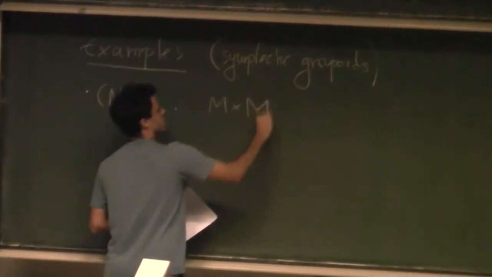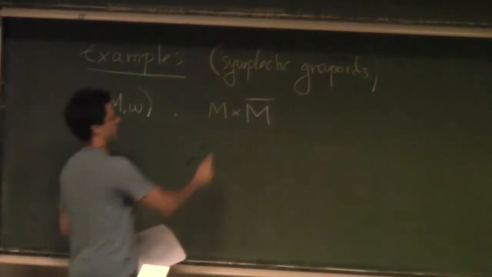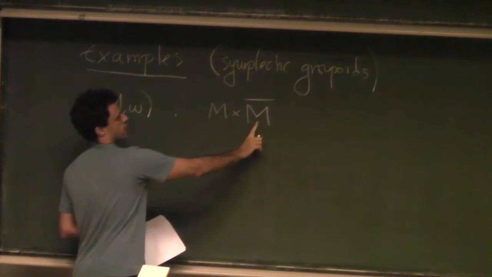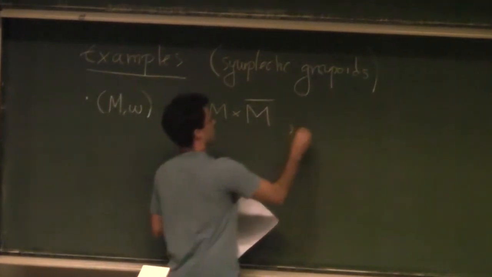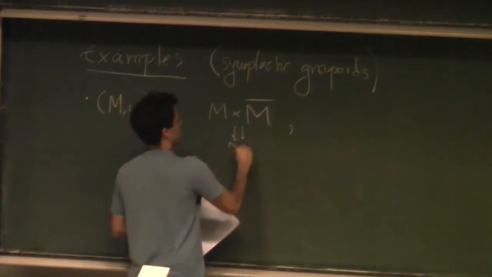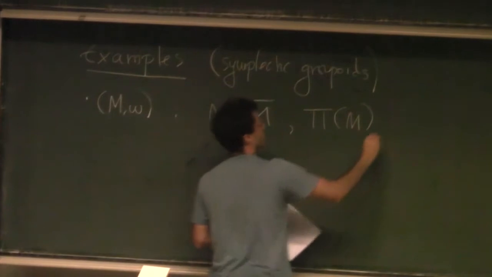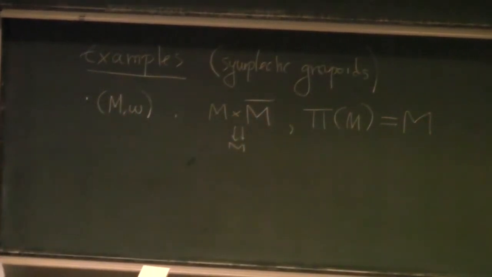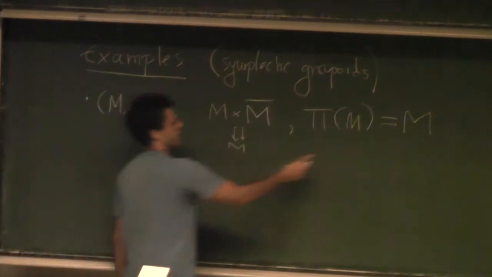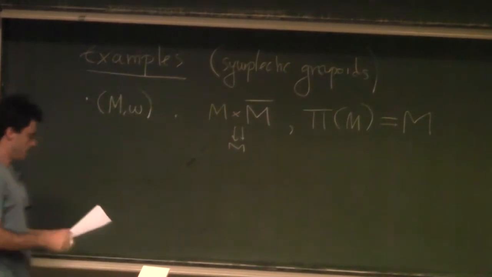One is the pair groupoid, with a symplectic structure given by the product, except that you change the sign of the second factor. This is a groupoid over M. You can also take the fundamental groupoid that I also spoke about, and this will also be a symplectic groupoid over M. In this case, the Poisson structure induced on the base is just the original symplectic form.